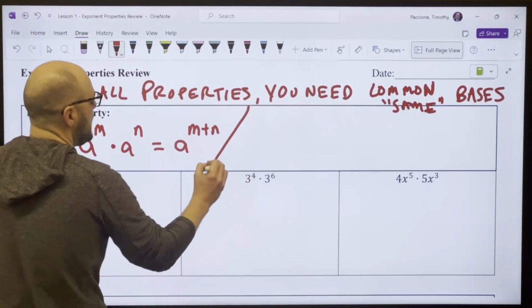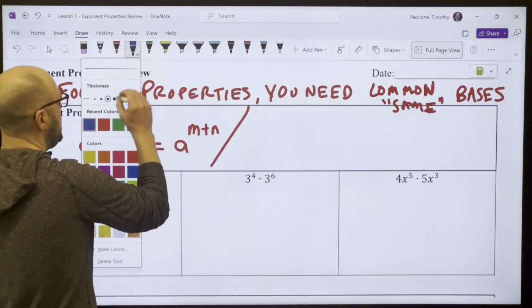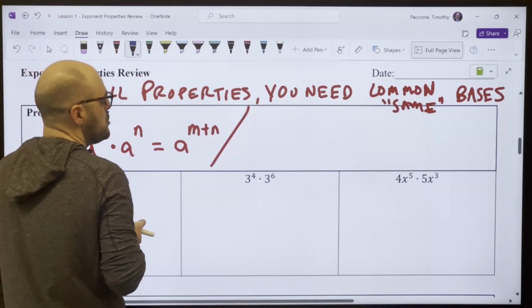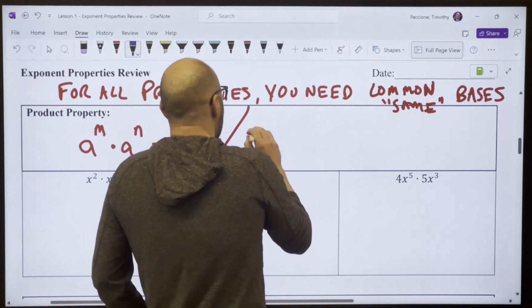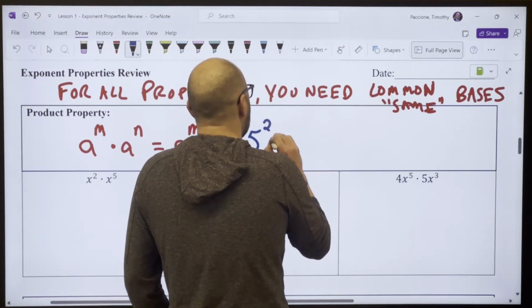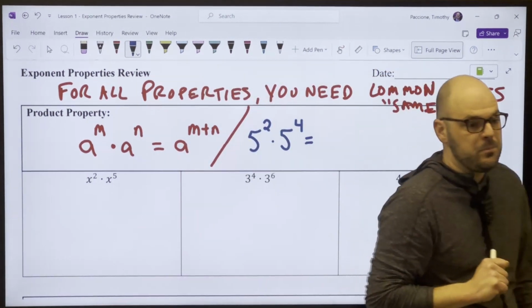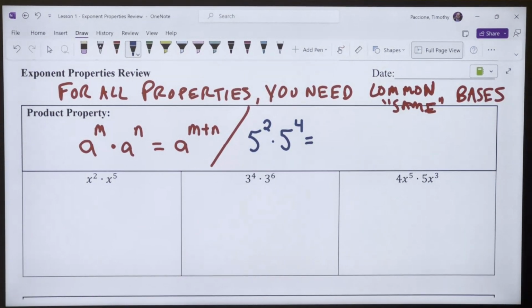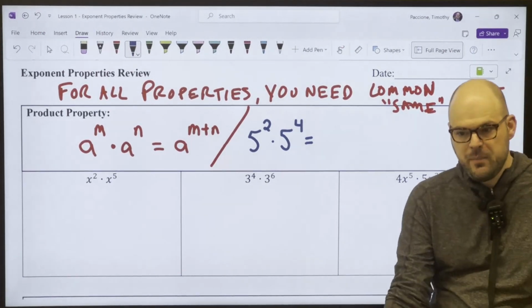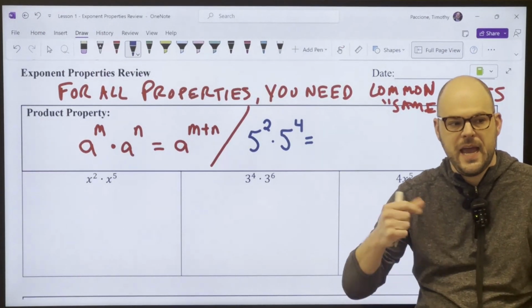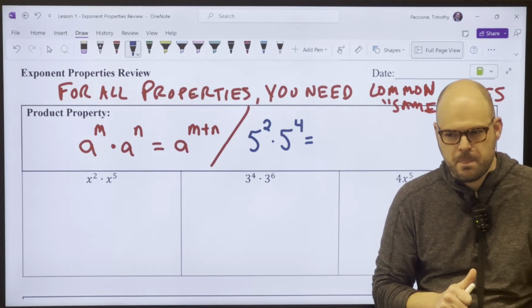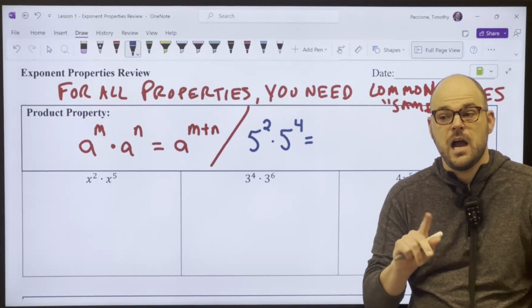And I know some people like the property. Some people are like, can you just show me some numbers? So I'll do that. For instance, if you had 5 squared times 5 to the 4th, right? Same base. I wouldn't go 5 times 5, make it 25. I keep my base, and I add the exponent. So what would that end up being? 5 to the 6th.